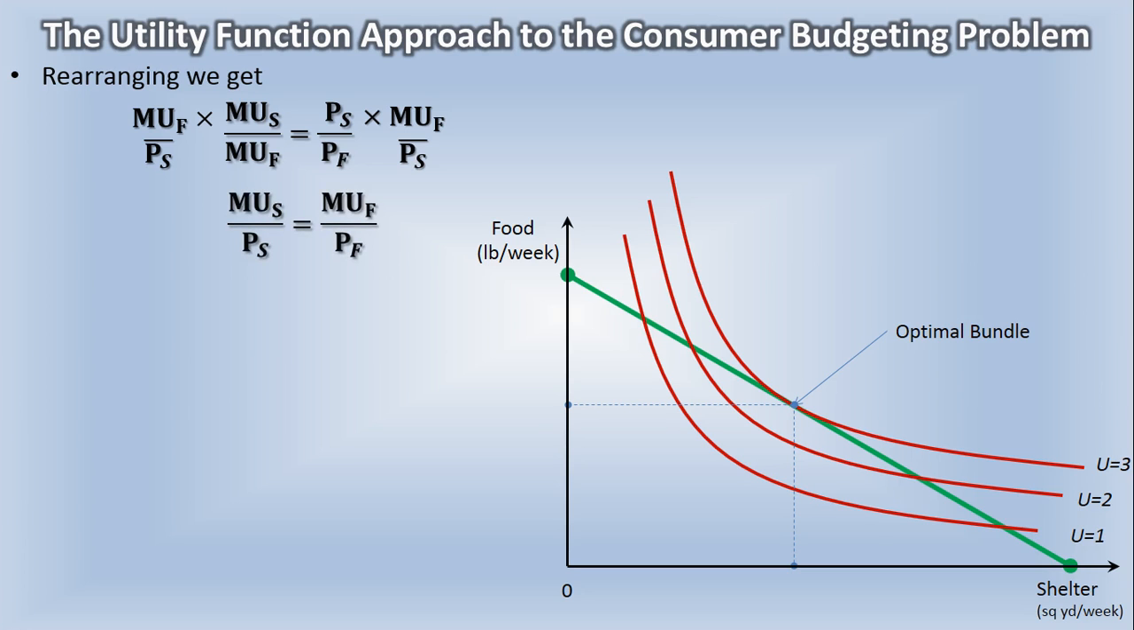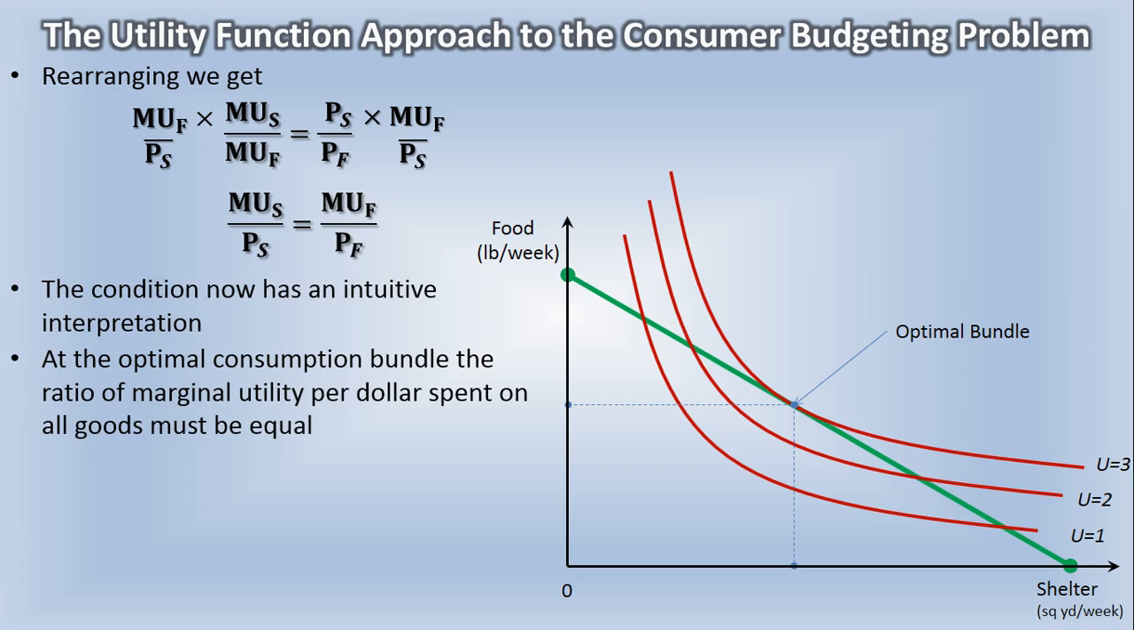What this is telling us is that at the optimal consumption bundle, the marginal utility per dollar spent by the consumer has to be equivalent. Every dollar the consumer spends on goods at this optimal point has to make her equally happy across all goods. If not, she would want to move away from that consumption bundle, consuming less of the good that gives her less marginal utility per dollar, and more of the one that gives her more. So this condition has an intuitive interpretation: at the optimal consumption bundle, the ratio of marginal utility per dollar spent on all goods must be equal.